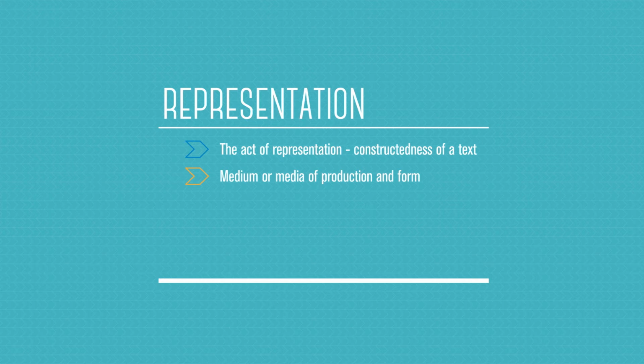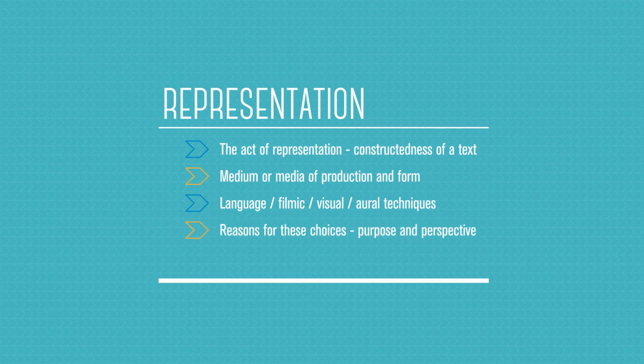So the medium or media of production: what are all the parts that come together to make up the form? If you think of making a cake, it's all those ingredients that make up the cake. What language, filmic, visual, oral techniques are used in this text and why? And the reasons for these choices, the purpose and perspective of the composer. So you need to do some research, and this includes not just the prescribed text, but also your related texts.